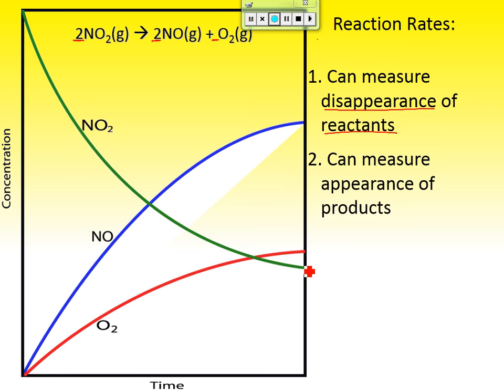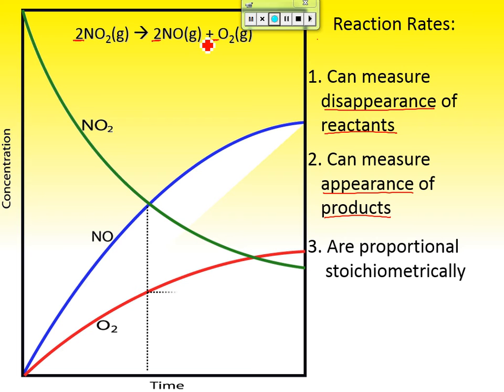Number 2, reaction rates can measure the appearance of a product or products. So our products in this chemical reaction are nitrogen monoxide and oxygen. If you notice, their concentrations are increasing over time because they're forming in the chemical reaction.